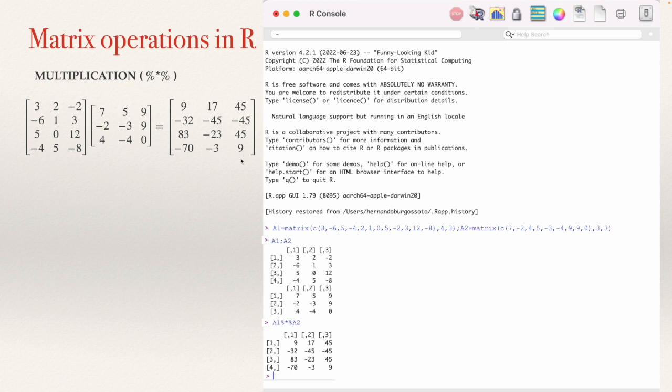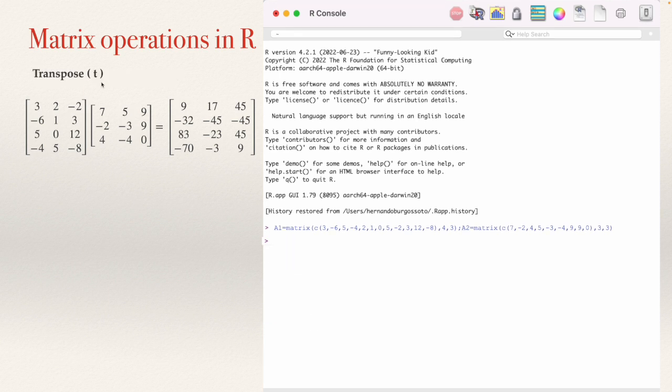The other operation that we have already studied is the transpose. The transpose in R will be a function, as in Excel. T is the function for transpose. And for this transpose, we have only one argument.